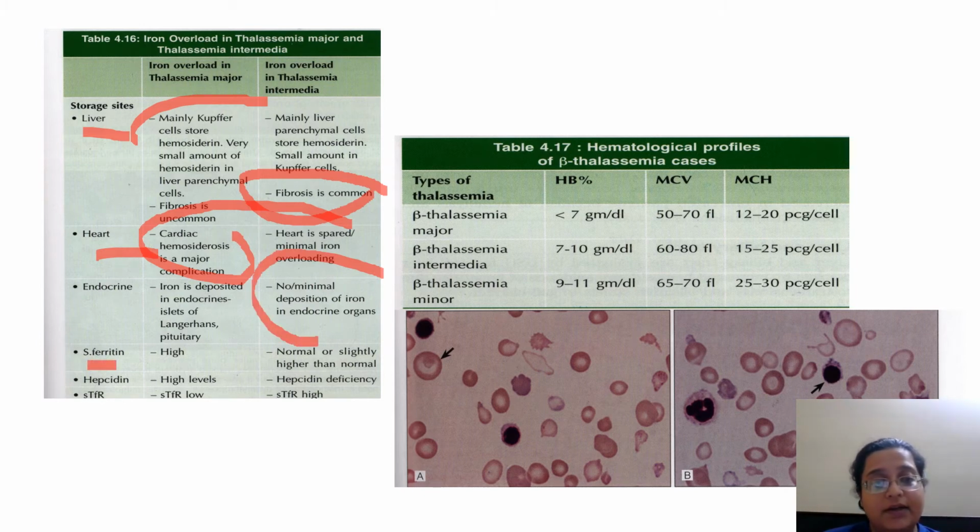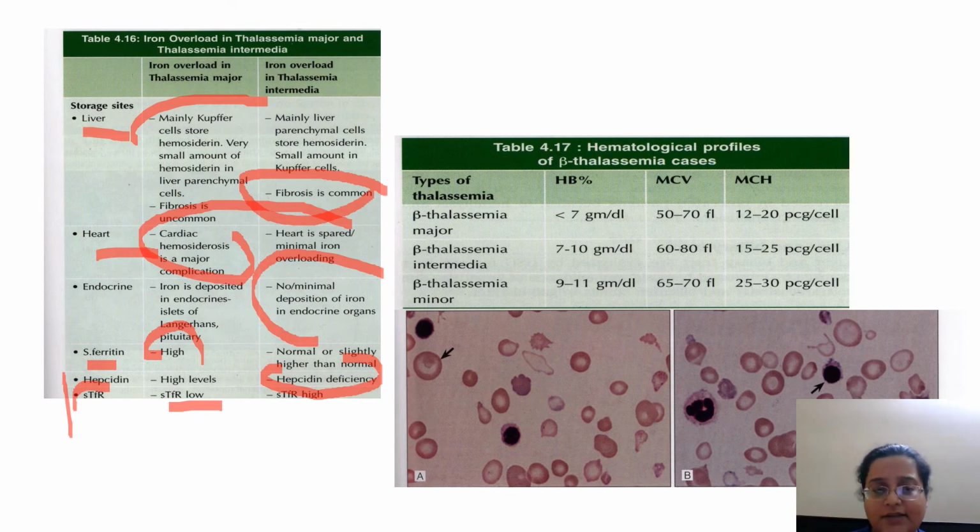Important to know, serum ferritin is very high in major, normal to slightly high in intermedia. Hepcidin is high in major. It is deficient in thalassemia intermedia. Now, this is something contra, because hepcidin causes iron storage. So definitely in major it is high, but somehow it is deficient in intermedia. And serum transferrin saturation is low in major and high in intermediate. Again, these 2 points are contradictory, and you should memorize it.